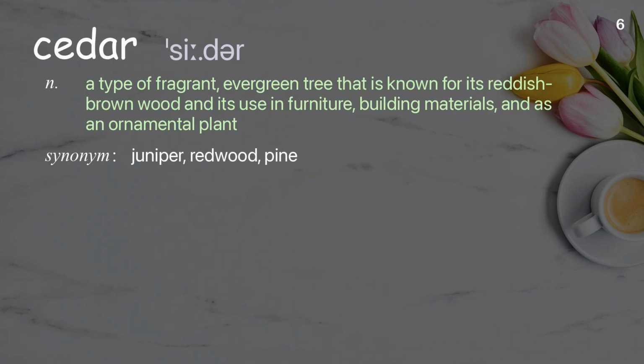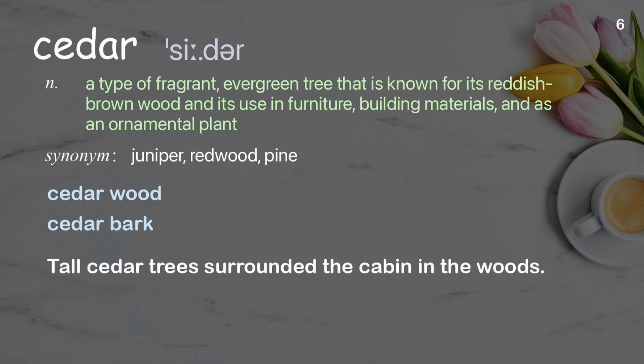Cedar. A type of fragrant, evergreen tree that is known for its reddish-brown wood and its use in furniture, building materials, and as an ornamental plant. Examples: Cedar wood. Cedar bark. Tall cedar trees surrounded the cabin in the woods.